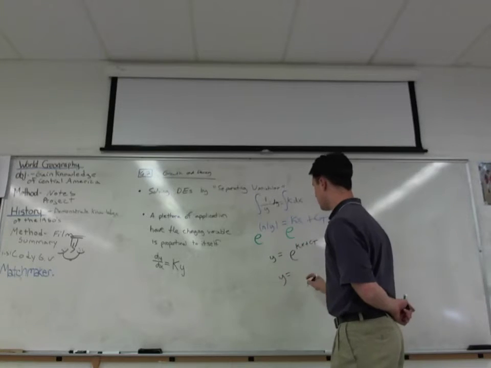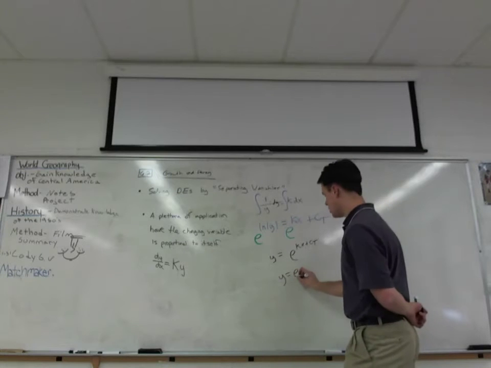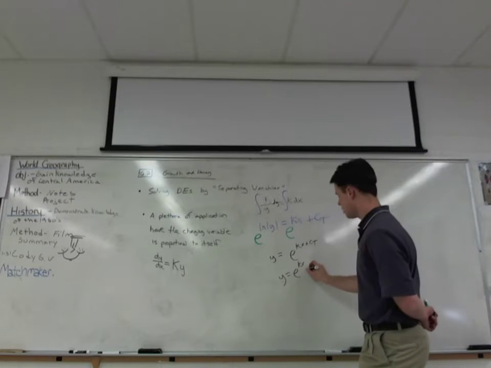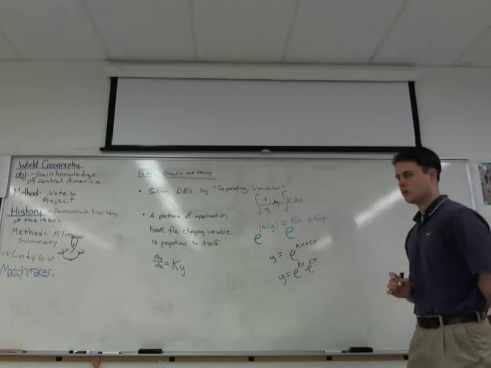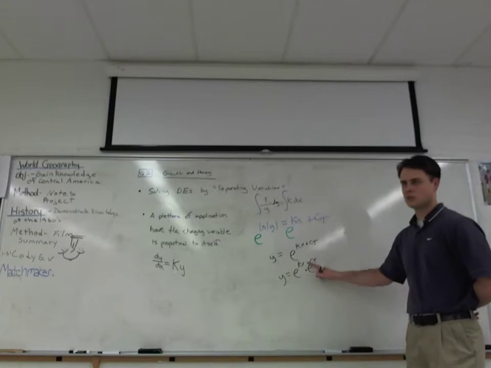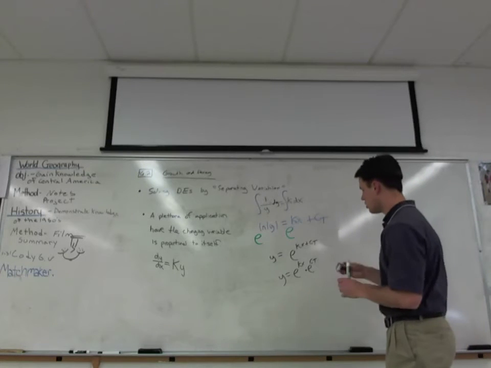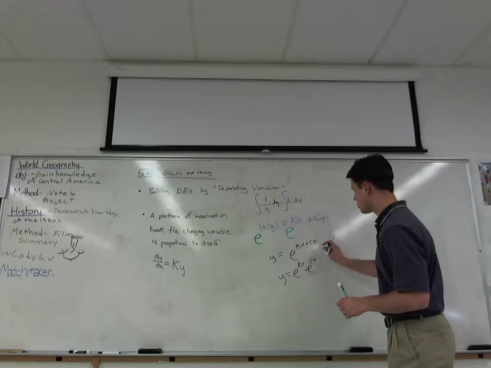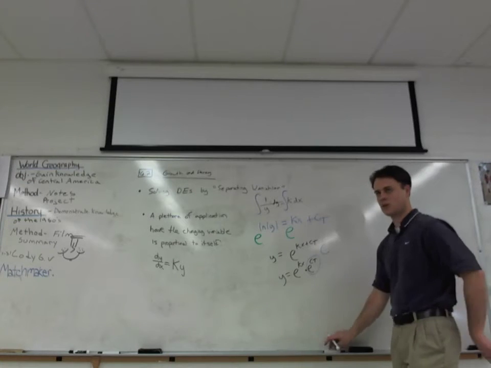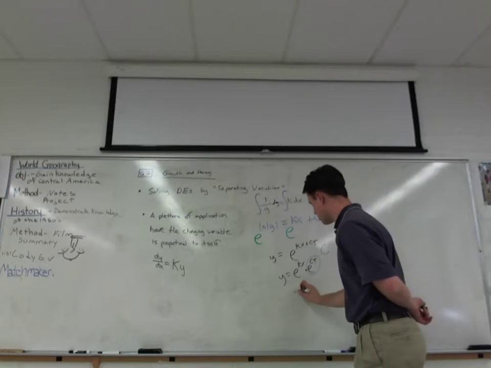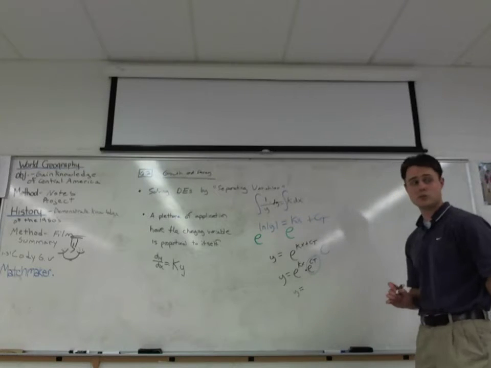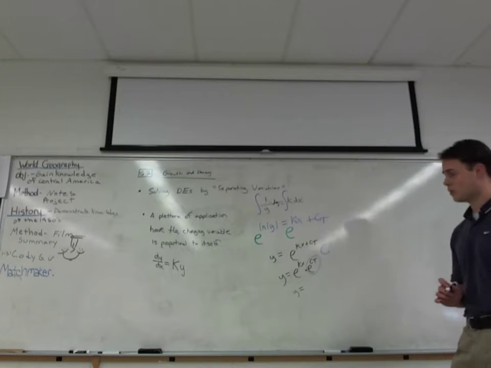Now technically, if you're going to split that up, you can go e to the kx times e to the c. That's just a constant, isn't it? So we'll call that c. If this whole thing right here is just a number, let's just call that the number c. You need to know how to do this. You'll see very clearly why that is when we get to our last differential equation thing.